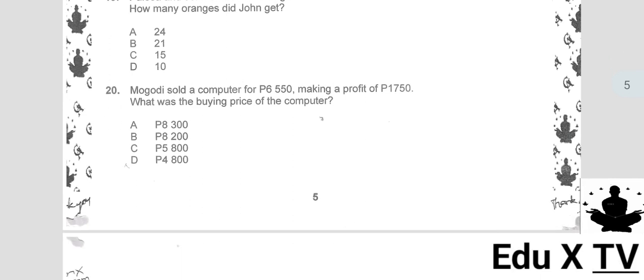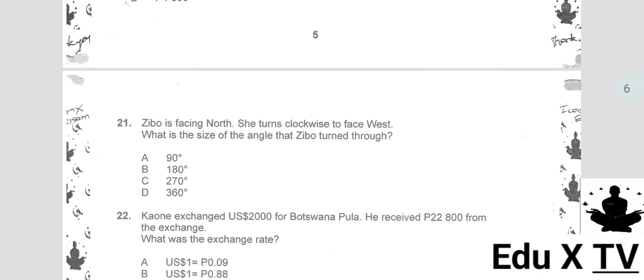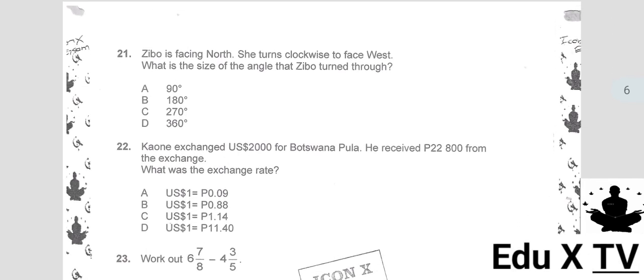Number 20. Mogodi sold a computer for 6,550 pula, making a profit of 1,750. What was the buying price of the computer? The answer is D. Number 21. Zibo is facing north. She turns clockwise to face west. What is the size of the angle that Zibo turns through? The answer is C.